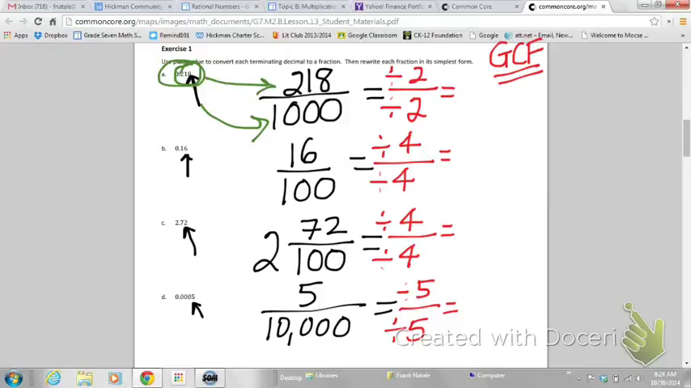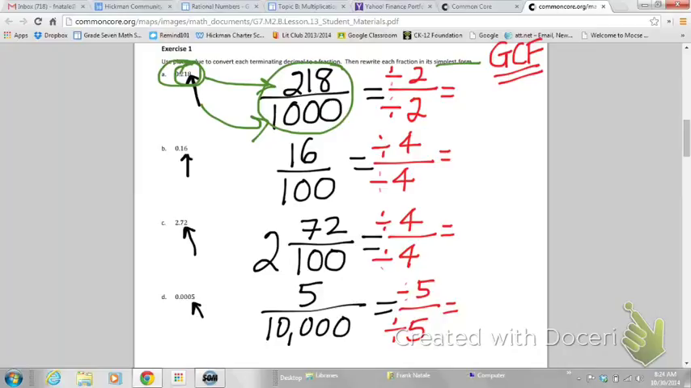So our first step is here. We've written this terminating decimal as a fraction, and that's that first part. The second part then asks us to rewrite this in its simplest form. And the thing we need to find is the GCF, and this GCF over here is what we call our greatest common factor.